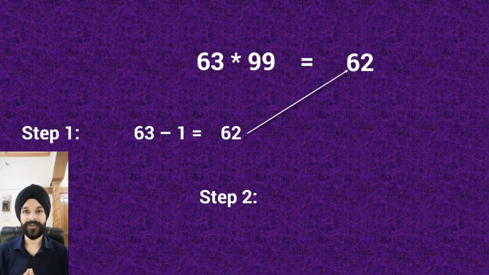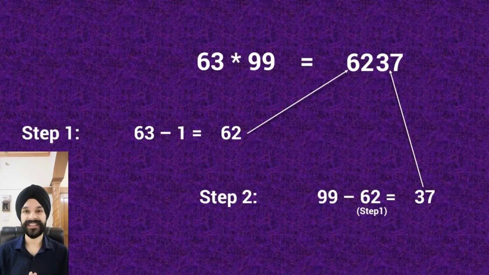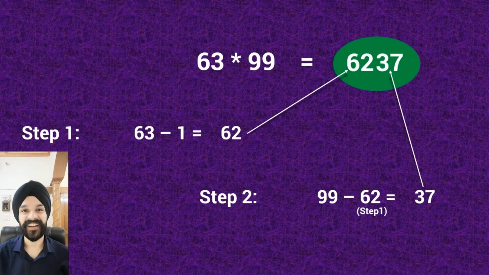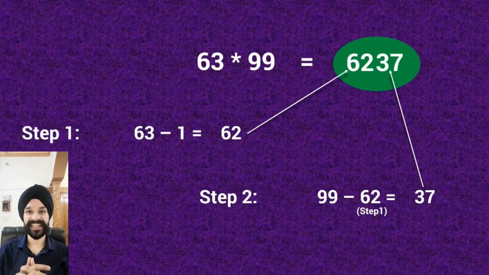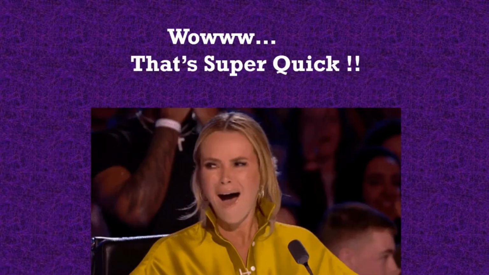Step 2. Now subtract 62 from 99, that gives us 37. And write it down at the last two places of your answer. And that's our answer, friends. The multiplication of 63 by 99 is 6237. That's really easy and really quick, right?